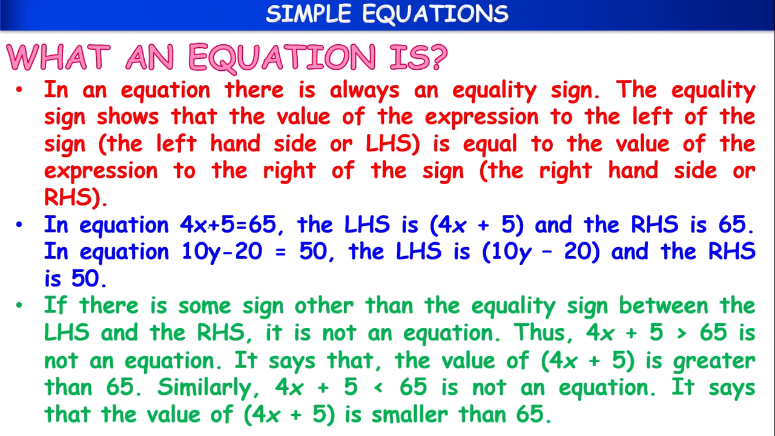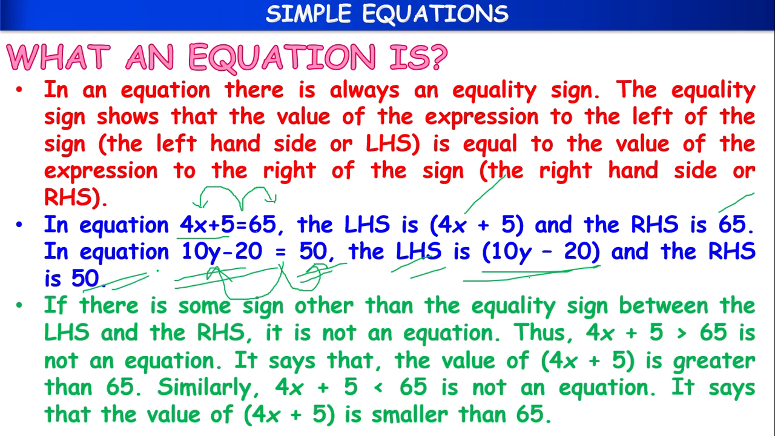Suppose you take the equation 4x plus 5 equal to 65. In this, there is the equality sign. To the left of it, we have 4x plus 5, which is LHS. To the right of it, we have 65, which is RHS. Suppose you take the equation 10y minus 20 equals 50. To the left hand side, we have 10y minus 20, which is LHS. To the right hand side, we have 50, which is RHS.